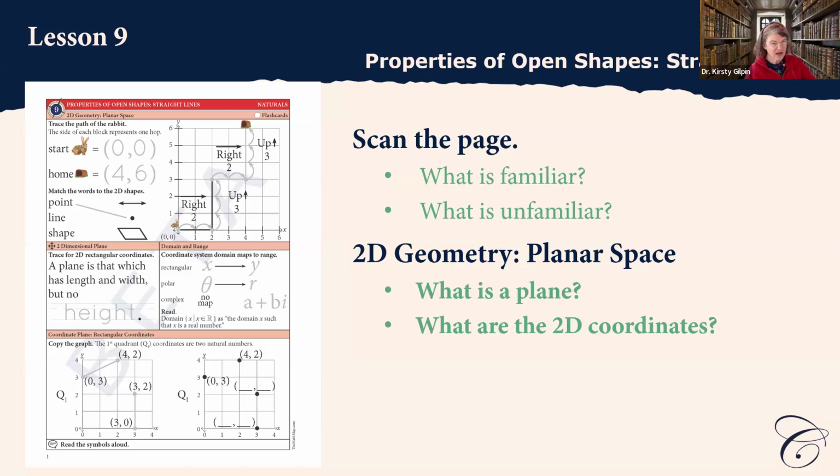What are some things that are unfamiliar? Is there anything on there that makes somebody go, not sure about that? The rabbit's journey in 2 stages is unfamiliar. So if you remember how to graph, I would hop over 4 and up 6. Okay. The A plus Bi is new.